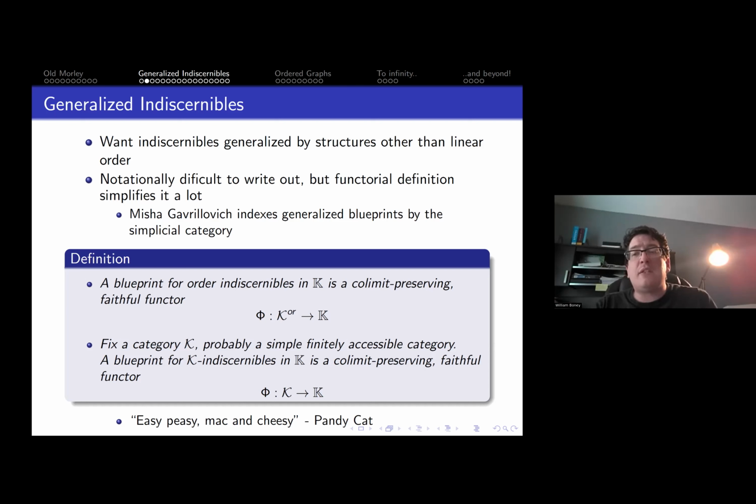So to make this work for some other index category, I just swap that out for the category of linear orders. So fix some script K, probably some finitely accessible category, very likely a universal class or something. So a blueprint for K indiscernibles is just a colimit preserving faithful functor like this.